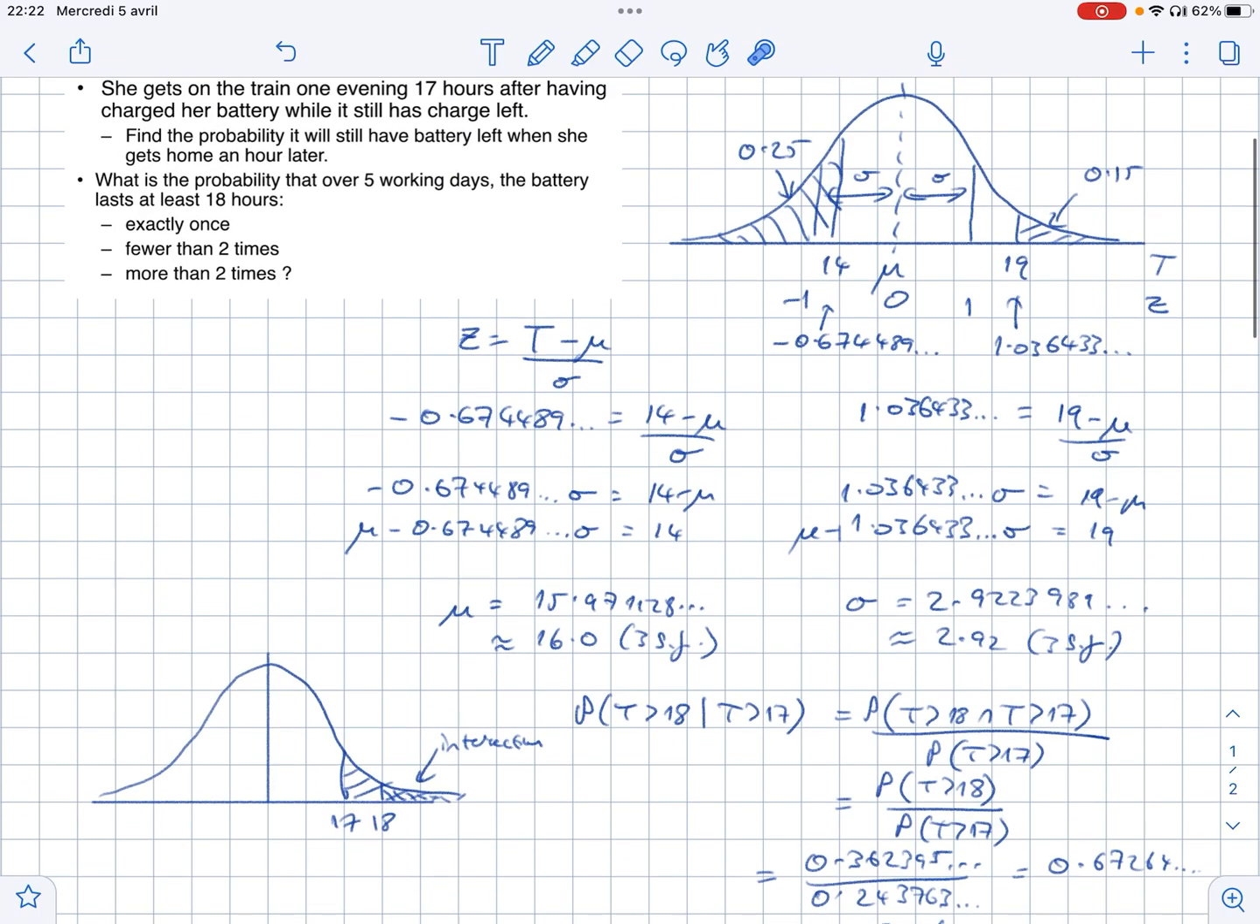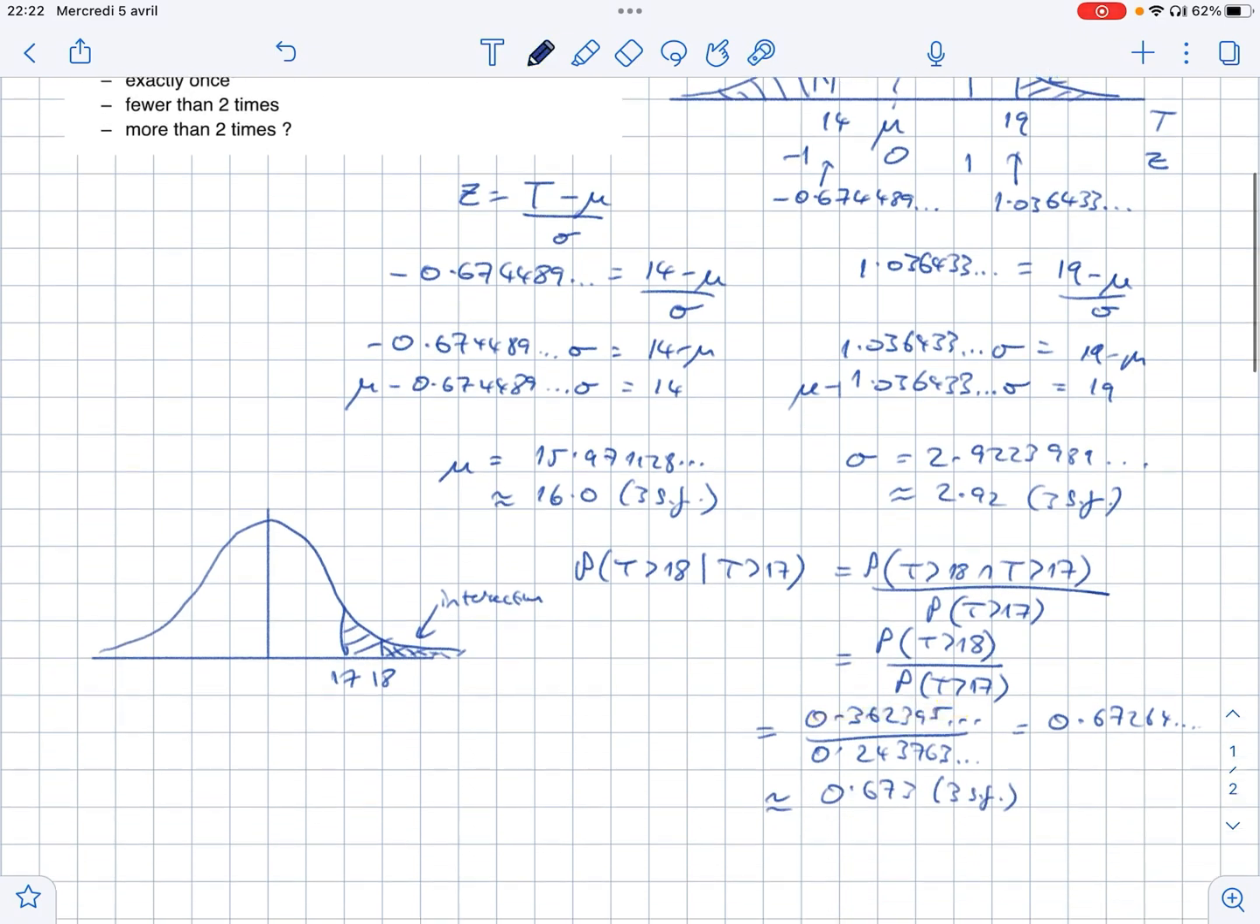Now the next bit is, what's the probability that over 5 working days the battery lasts at least 18 hours? Well, it's lucky we worked out the probability of it lasting at least 18 hours here. It doesn't say given that in any place. So over 5 working days the battery lasts at least 18 hours exactly once. This is binomial distribution. Let's define our binomial distribution.